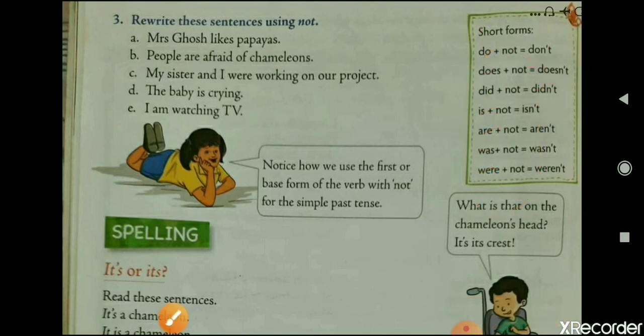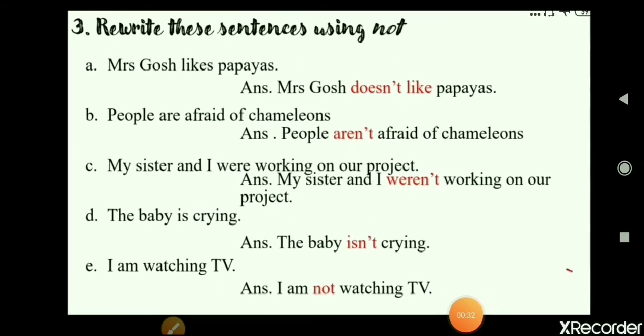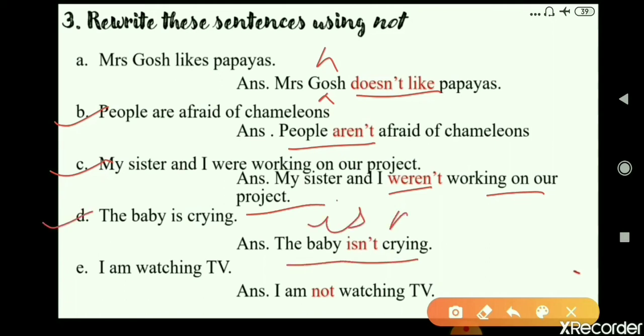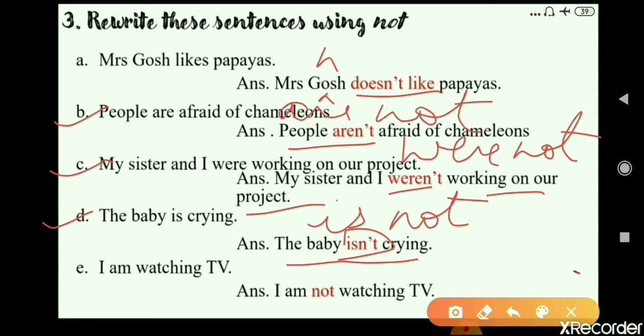So now let's complete this exercise. Mrs. Ghosh like papayas. So Mrs. Ghosh doesn't like papayas. Okay, for does not we have used doesn't. People are afraid of chameleons. People aren't afraid of chameleons. My sister and I were working on our project. My sister and I weren't working on our project. The baby is crying. The baby isn't crying. Means for is not we used here isn't. Okay, same way were not, weren't, and here are not, aren't, and here does not we used doesn't.